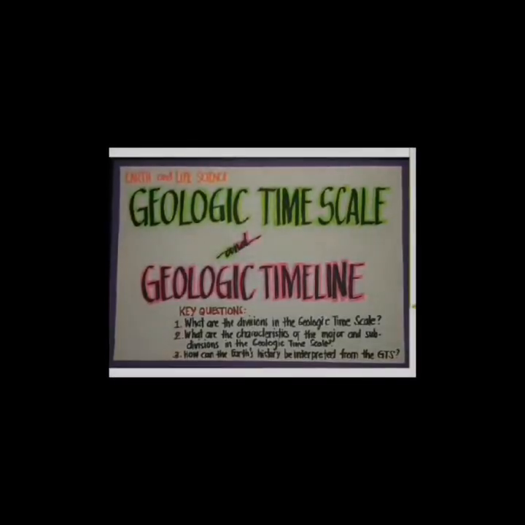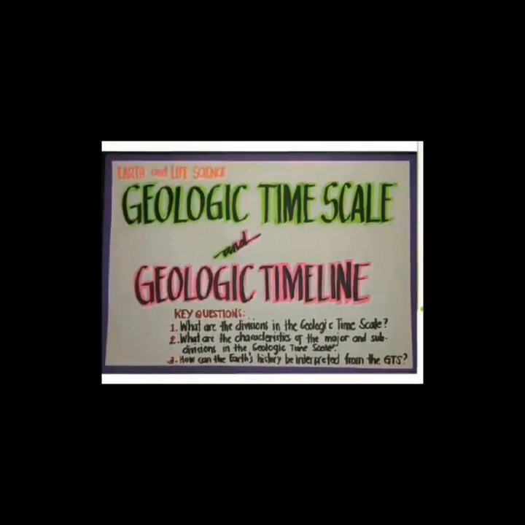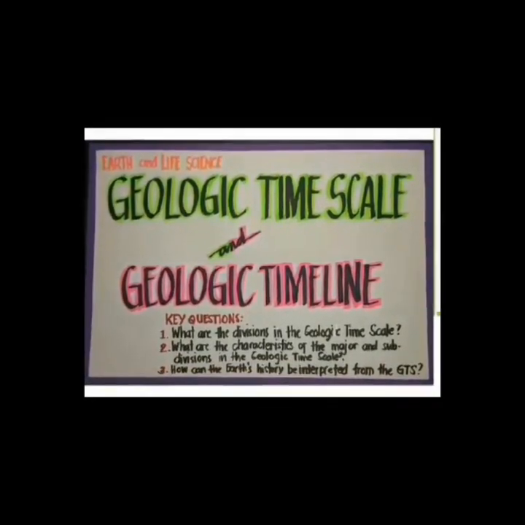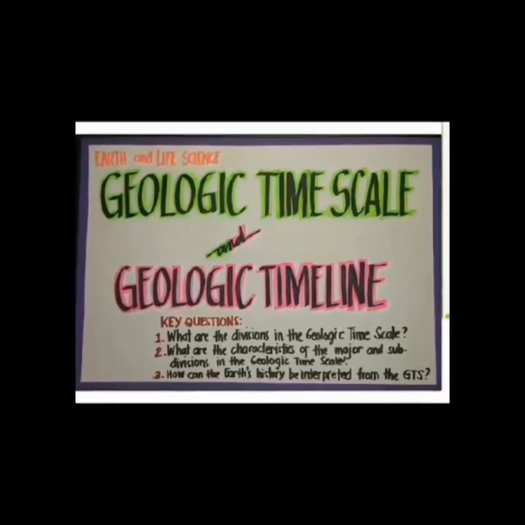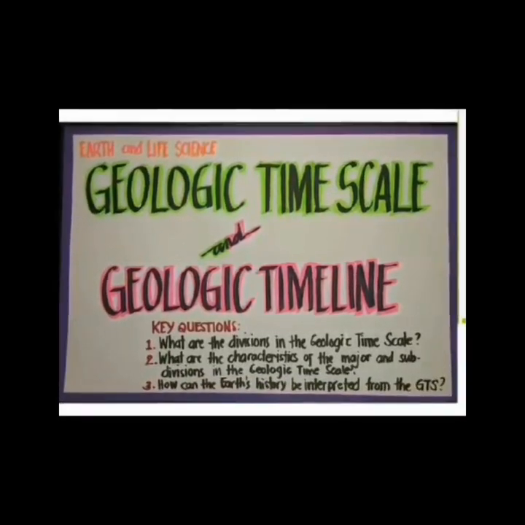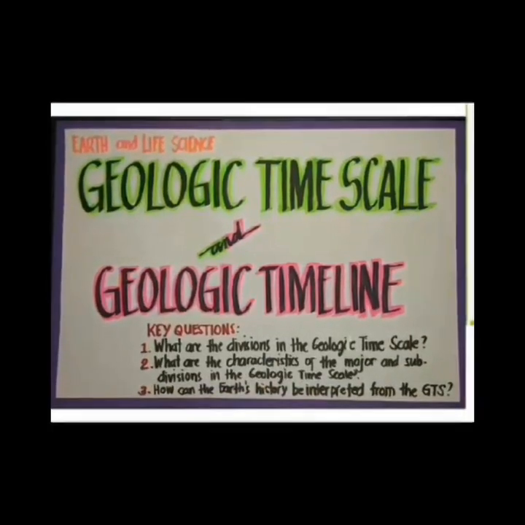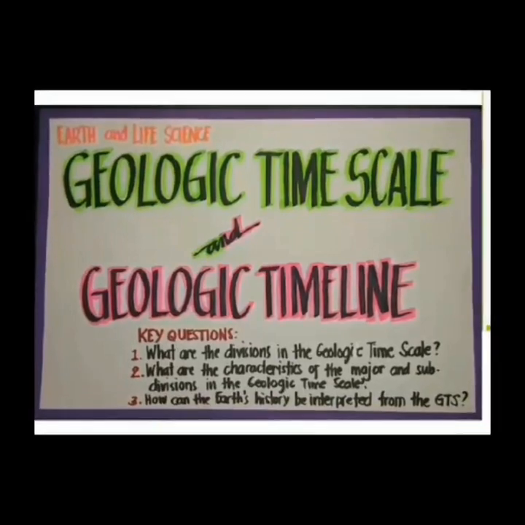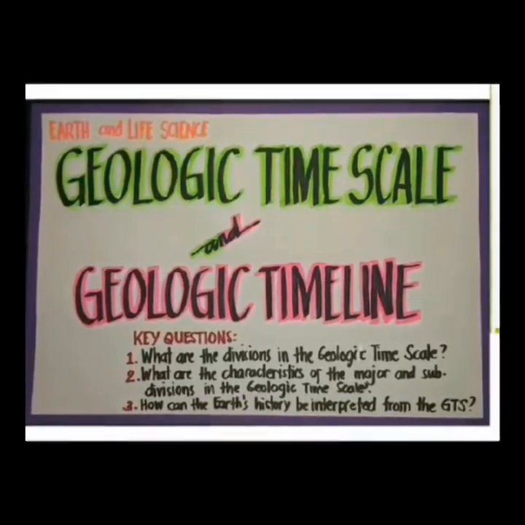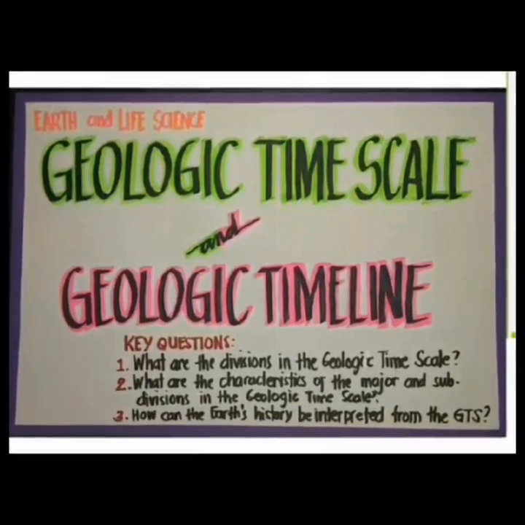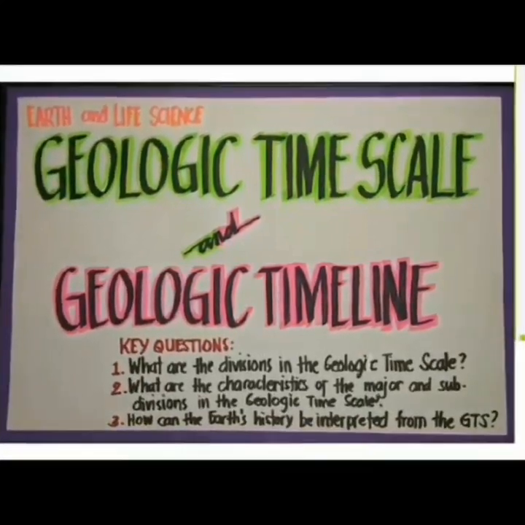Continue the report in Earth and Life Science, we are talking about the history of the Earth through geologic time. It is focused on the geologic time scale and timeline. Together with that, we will answer three questions. Number 1. What are the divisions on the geologic time scale? Number 2. What are the characteristics of the major subdivisions in the geologic time scale? Number 3. How can the Earth's history be interpreted from the geologic time scale?